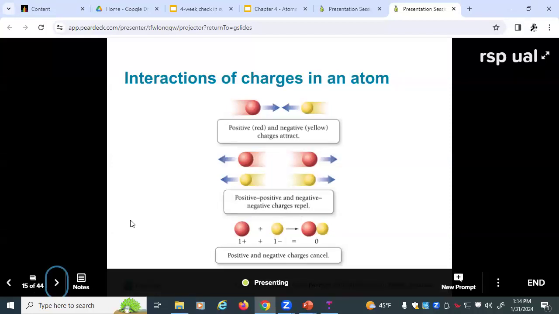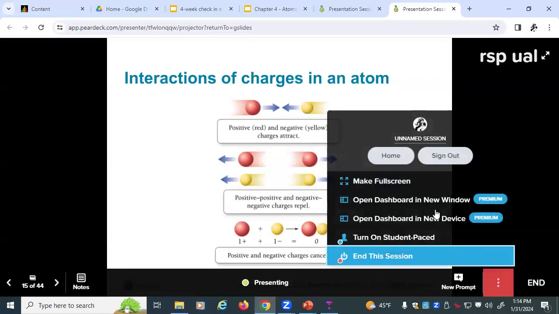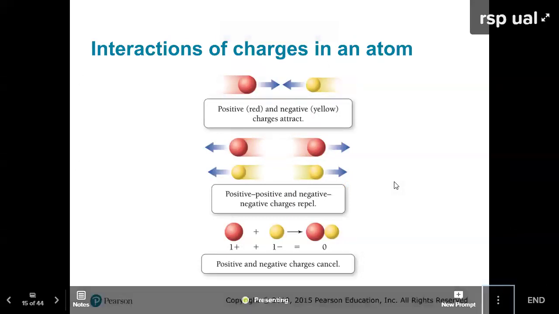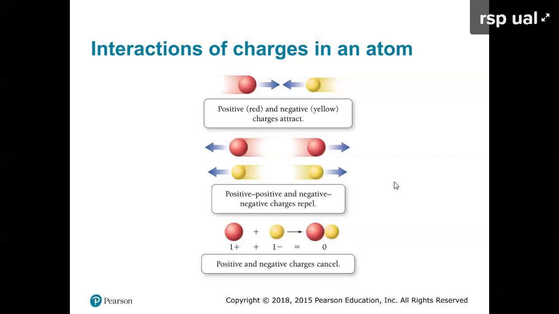Let's talk about interactions. You might have heard it said at one point in time in your life that opposites attract, and that is definitely true when it comes to electrical charges. Positively charged items will attract negatively charged items. They'll come together. But if I have like charges of either kind, positive and positive, or negative and negative, they are going to repel each other. They're going to push each other apart rather than attract.